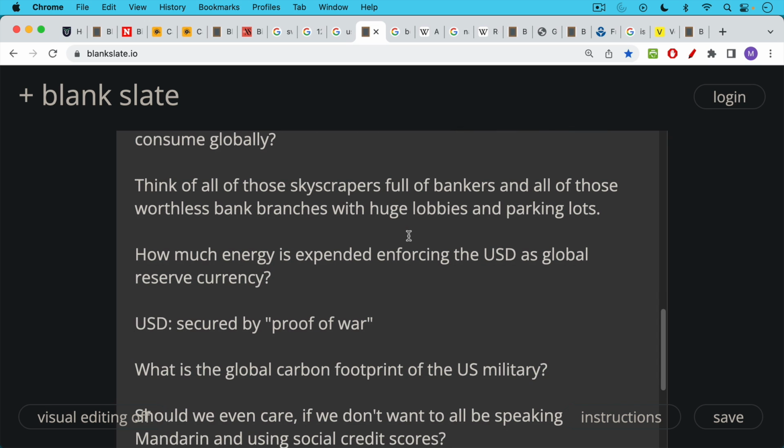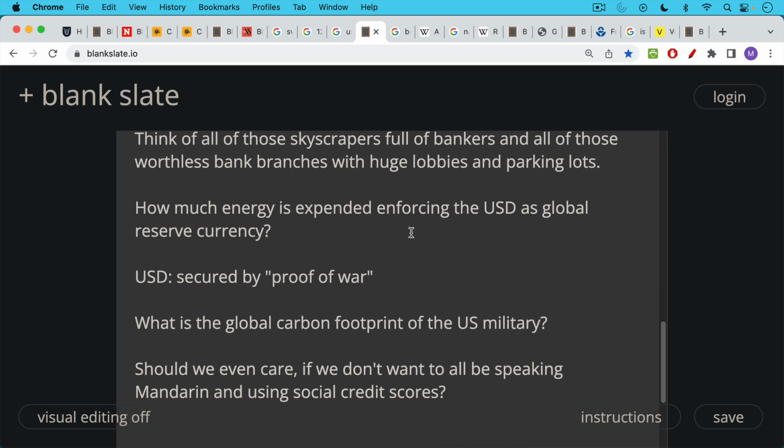They have a very large carbon footprint. They also kill lots of innocent people, lots of innocent women and children. And in the case of the Iraq war, it didn't seem to really accomplish anything. So here's a bigger question: what's the global carbon footprint of the US military?